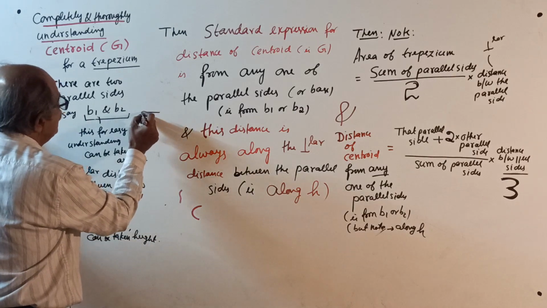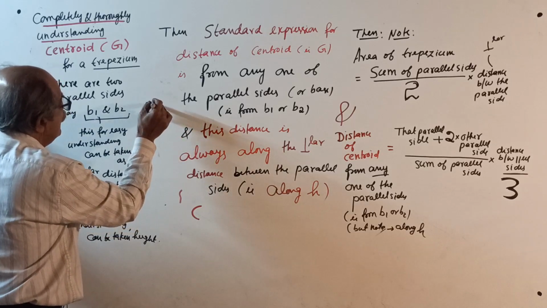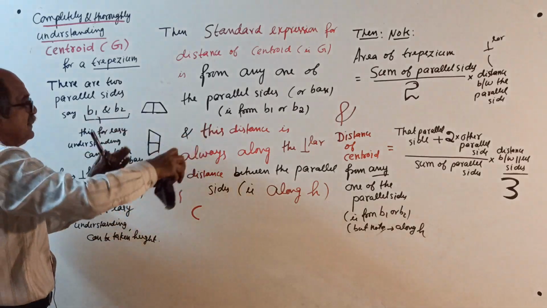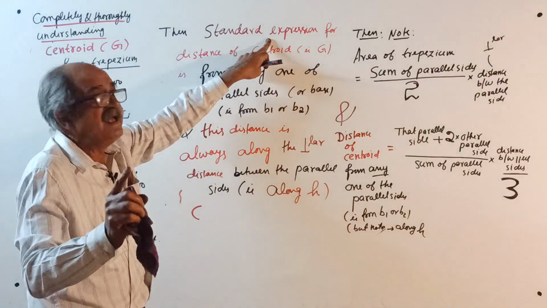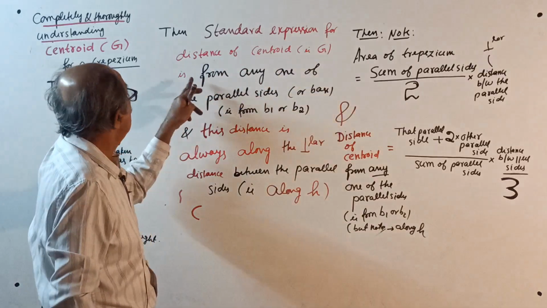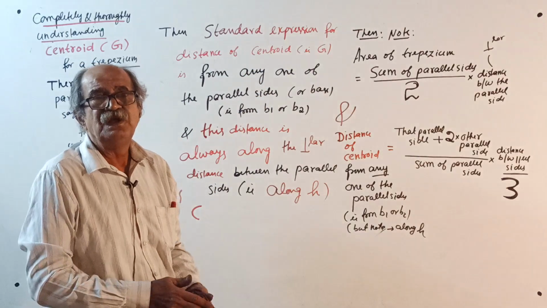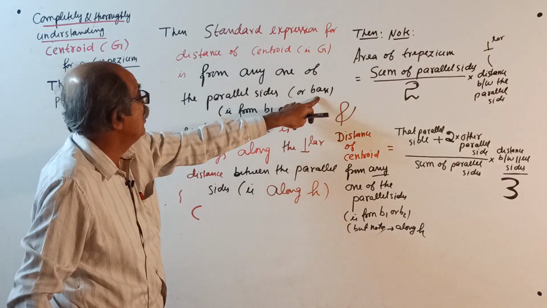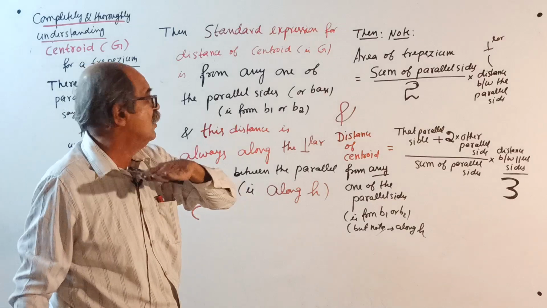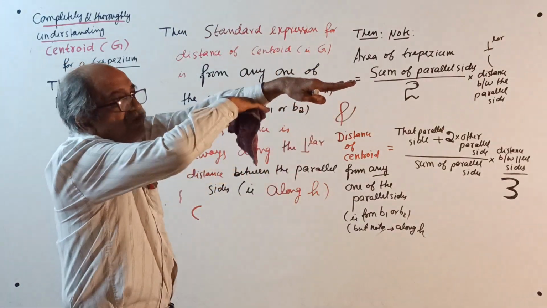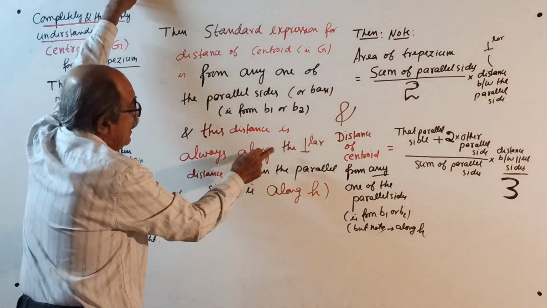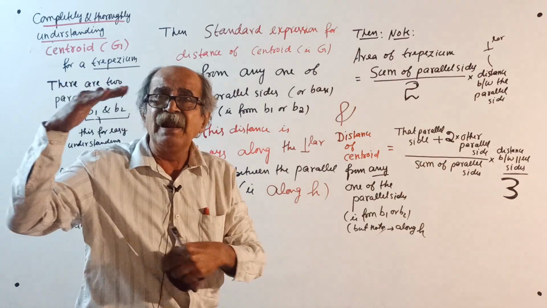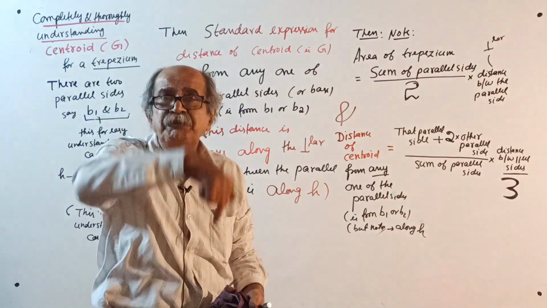See once again. Base, height, or see, base, height, that way. You stand from here, this will become height, turn it. Now, the standard expression for the distance of centroid G is from any one of the parallel sides, that is from B1 or B2. Or you can say that is from the base, any base. You can take either B1 as base or B2 as base. And remember, this distance is always along the perpendicular distance between the parallel sides. So that is along H.